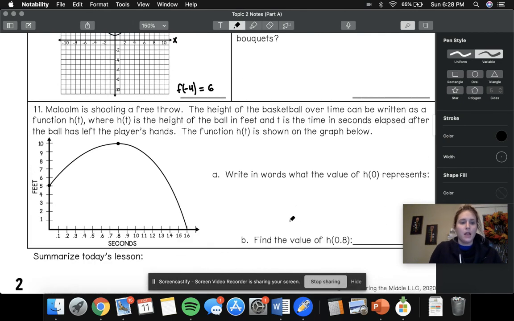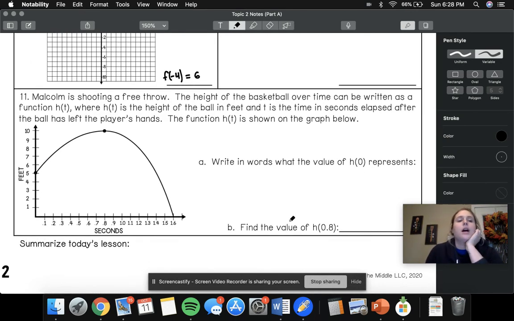Okay. And for the last one that we're going to do together, Malcolm is shooting a free throw. The height of the basketball over time can be written as a function, h of t, where h of t is the height of the basketball in feet, and t is the time in seconds elapsed after the ball has left the player's hands. The function h of t is shown on the graph below. Write in words what the value h of 0 represents.